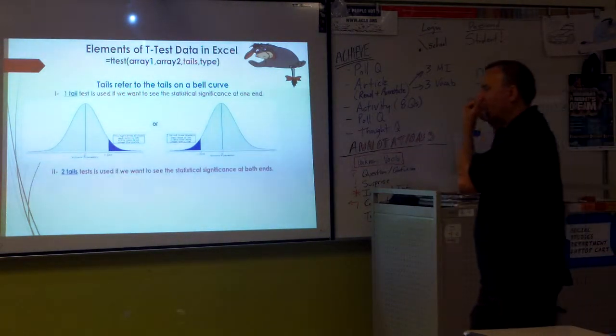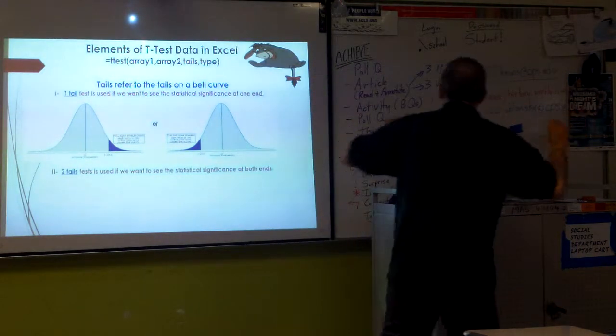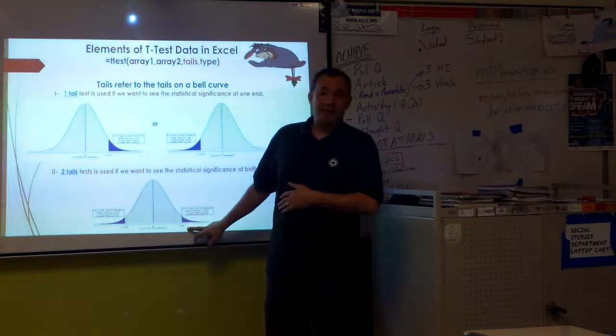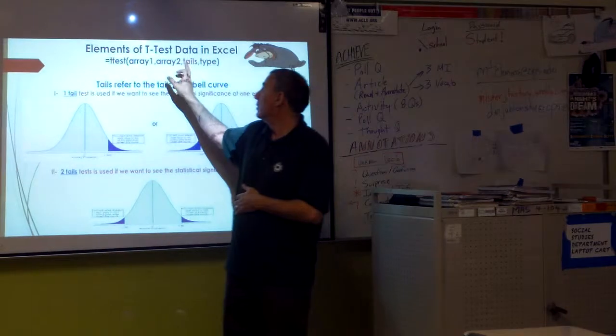The other choice that you have is a two-tail test. This is used if you want to see what happens at both ends of our bell curve. We don't want to do that today. We just want to look at this. So we're going to put in 1 for this number.